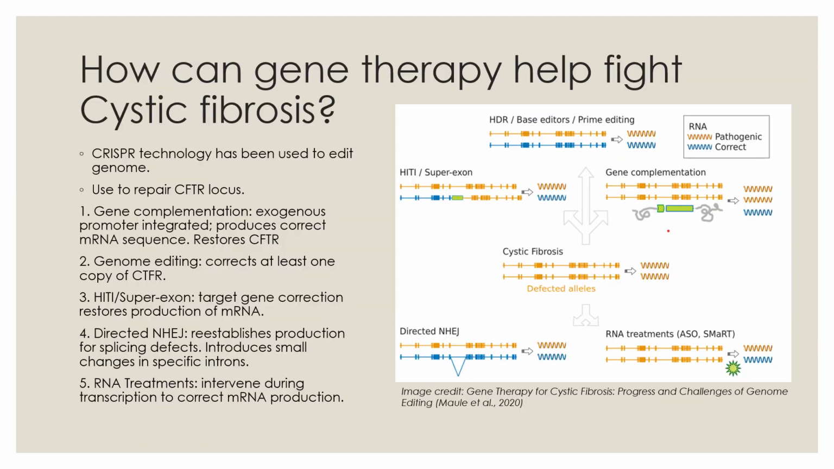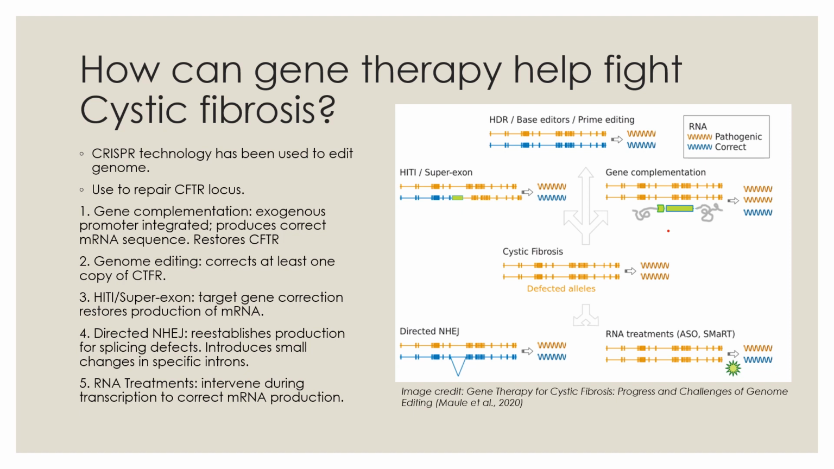In the last slide, I describe how gene therapy is able to help fight cystic fibrosis. CRISPR technology is being used to edit the genome of patients with cystic fibrosis. It is used to help repair CFTR loci. Here on the right is an image taken from Gene Therapy of Cystic Fibrosis. It lists some of the techniques used.